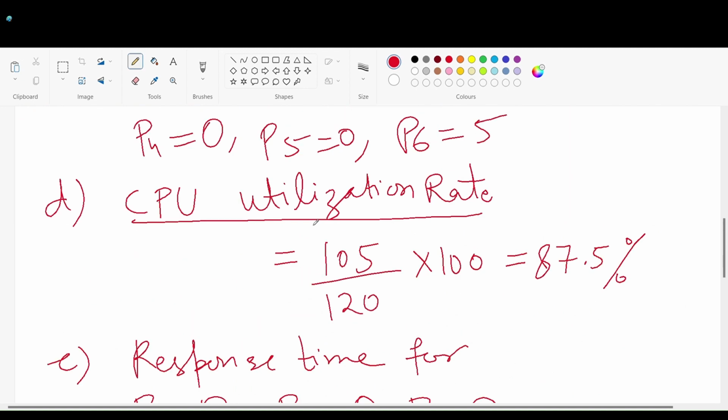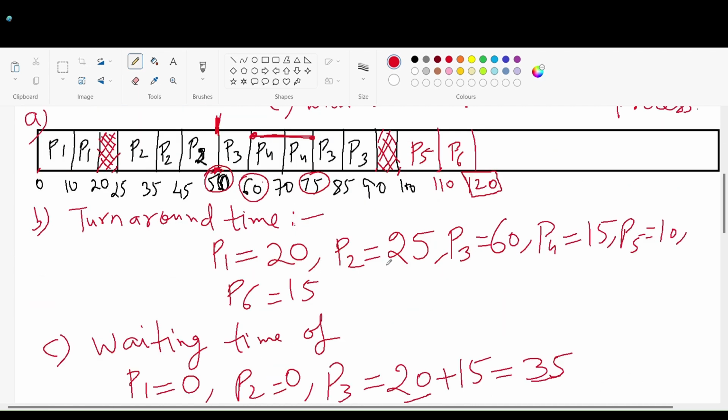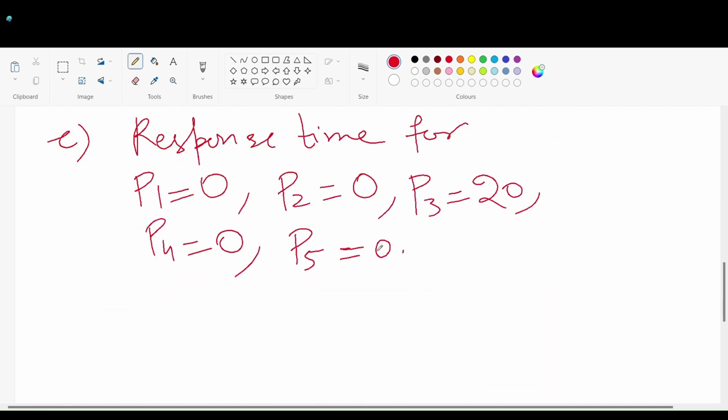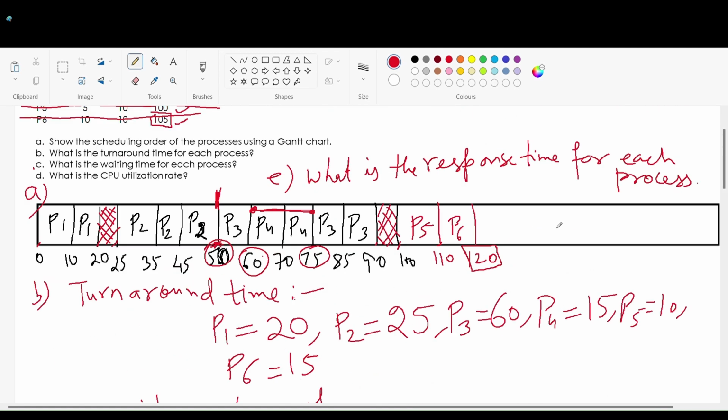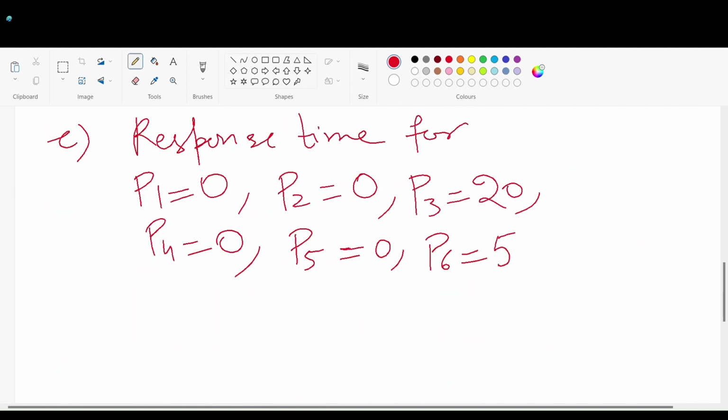What about P5? What is the response time of P5? P5 entered into the system at 100 and started the execution at 100. So the response time of P5 is 0. What about P6? P6 entered into the system at 105 and started the execution at 110. So the response time is 5. So these are the response times of P1, P2, P3, P4, P5, P6. Response time is the time taken by a process from entry to start of the execution. Right?